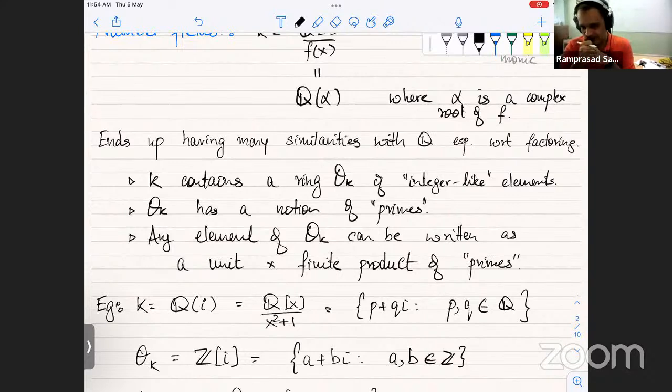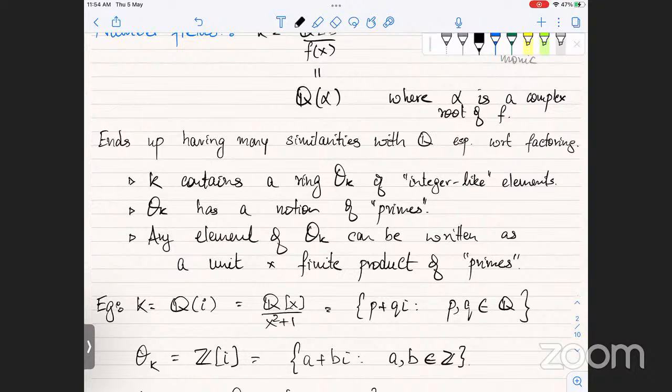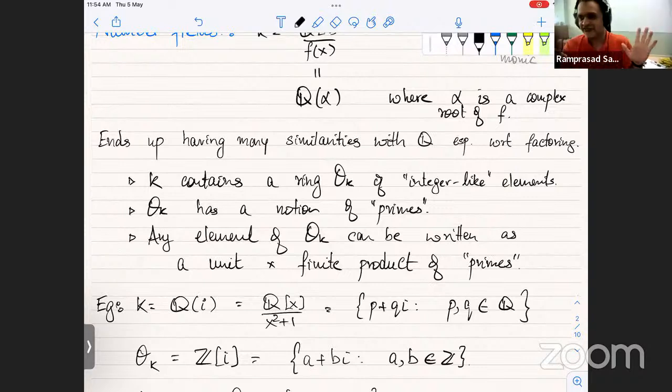My question was that given a field, is there any algorithm to show how many of these kinds of O_K there are? Yes, Sage has everything. You define a number field, you say, tell me the ring of integers, and it will tell you what the ring of integers is. You can say, tell me the units, and it will tell you what the units are, everything.